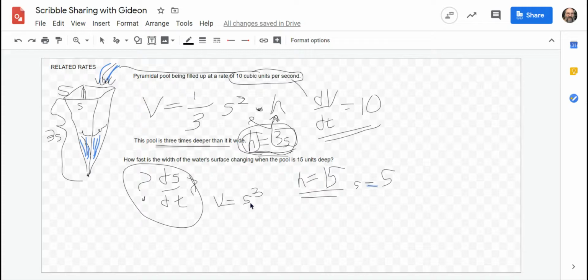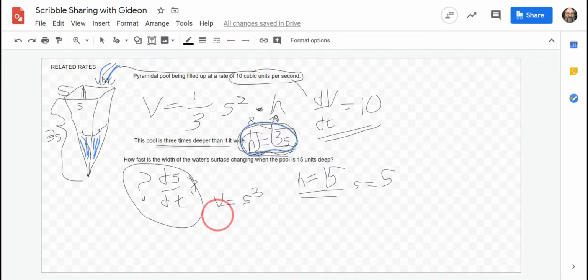Remember, s is changing over time as you pour in water, right? The width of that top of the pool changes. So you can never substitute it in early. H equals 3s, that remains true even over time, right? That pyramidal relationship of height to width remains true all the time. So you can substitute it in anytime you want.